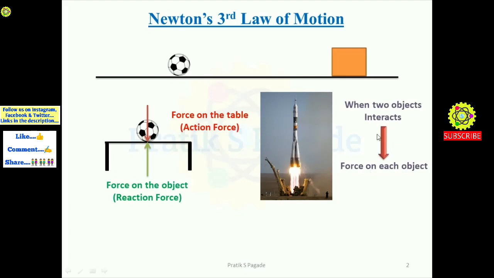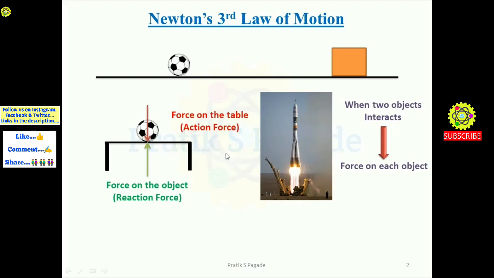So further, see here, when two objects interact, okay, there is a force on each object in the opposite direction, as you can see in each case. For the first case, this ball exerts force on the box. This is action force, and in the opposite direction, this box also applies reaction force on the ball. Here in this case also there is action and reaction force. Action force applied by ball and reaction force in the opposite direction applied by table on the ball.